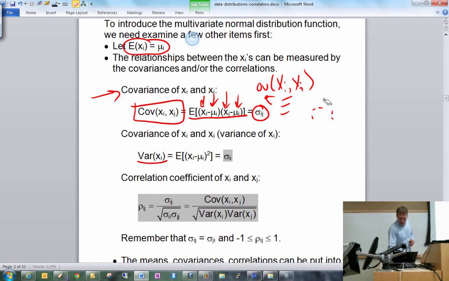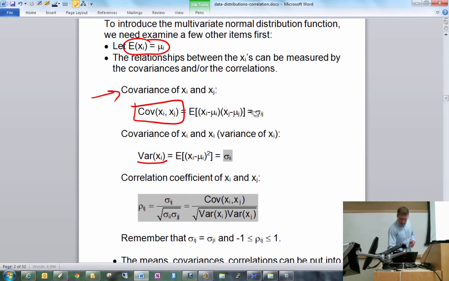That's the simplification. Also, it does not matter which you do first here, if you work with the i's or the j's. It's like saying 2 times 3 is equal to 3 times 2. You get the same thing. So sigma sub ij will be equal to sigma sub ji as well.